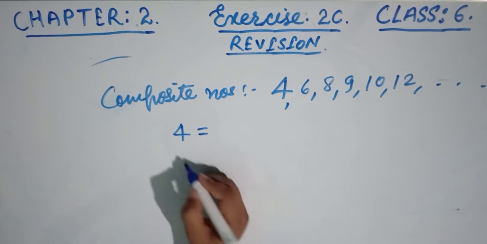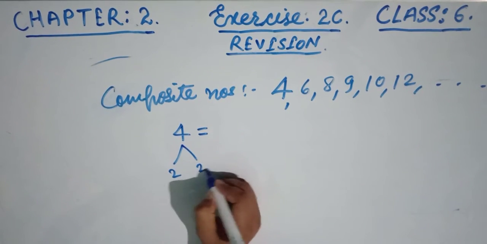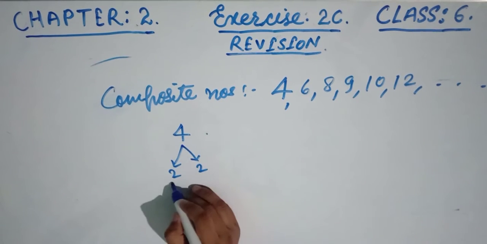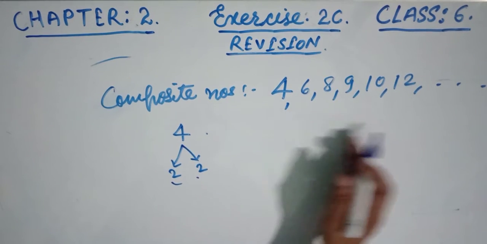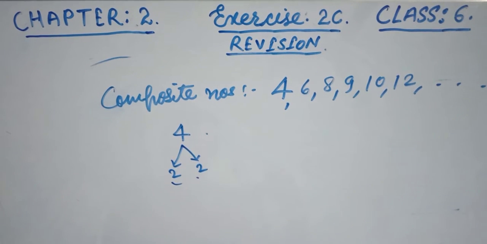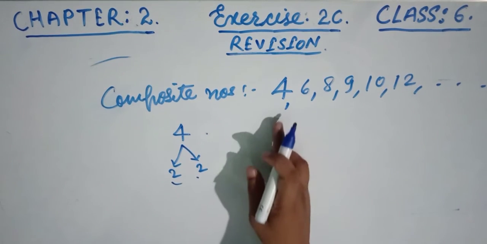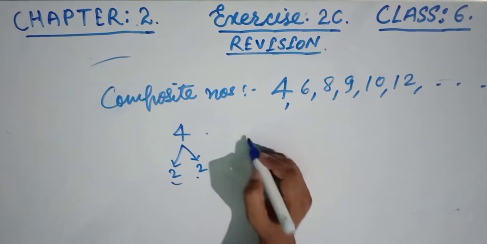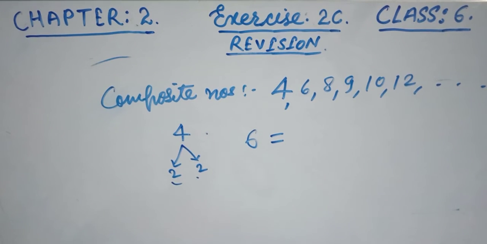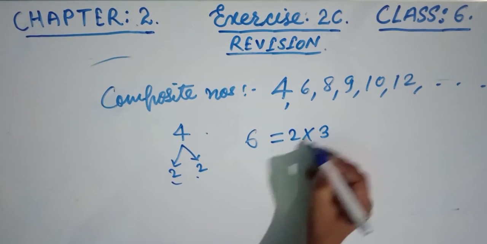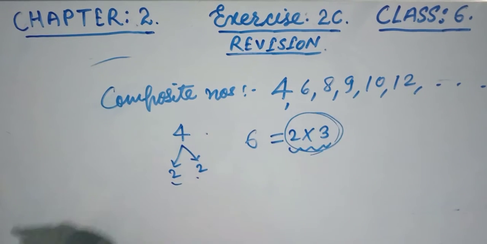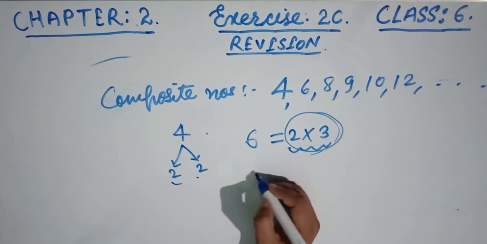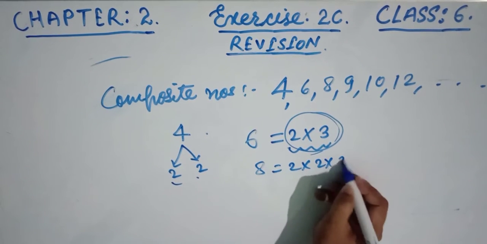4 can be written as 2 multiplied by 2. Have a look, here 2, here 2. If we break every composite number as a product of primes, then we get all the factors as prime numbers. Like 6: if you factorize 6, it is 2 multiplied by 3, and these two numbers are known as primes. So this is called the prime factorization. And 8 can be written as 2 multiplied by 2 multiplied by 2.